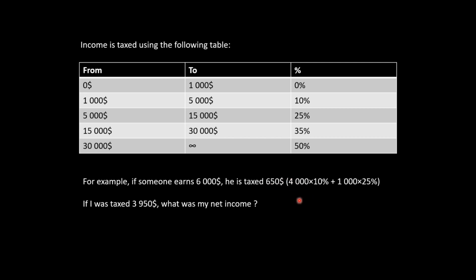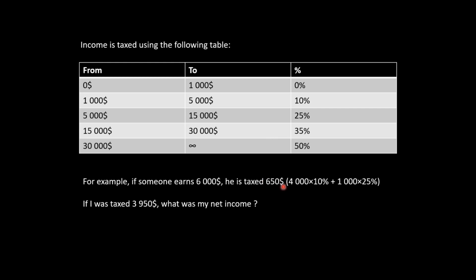For that, it is decomposed in two taxations because the first $1,000 is not taxed, then the next $4,000 are taxed at 10%, and then the next $1,000 is taxed at 25%. And you can see that 5,000 plus 1,000 is indeed 6,000. So we have the full taxation and it would be 650.